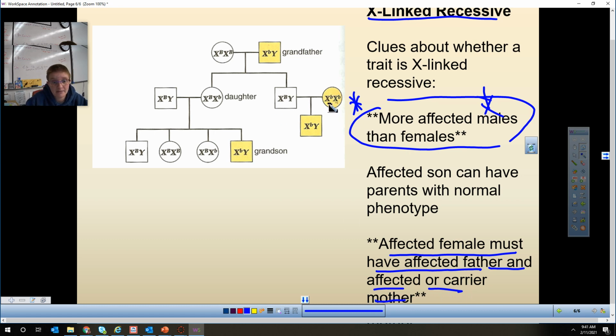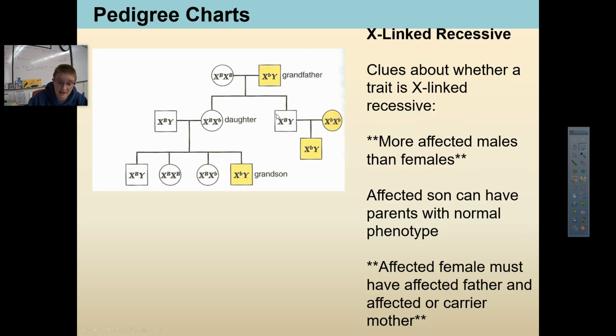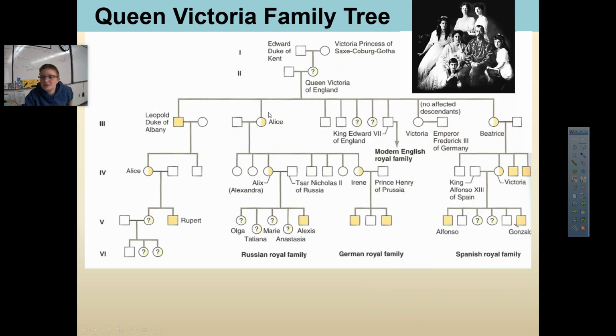So females must have an affected dad, and mom must have been a carrier in order to get females. So they're going to be really rare females that have it. So this is a pedigree of Queen Victoria, and this is not for color blindness, unfortunately. This is for hemophilia, which is a disorder where blood does not clot correctly, and pretty much you bleed to death from fairly simple things.